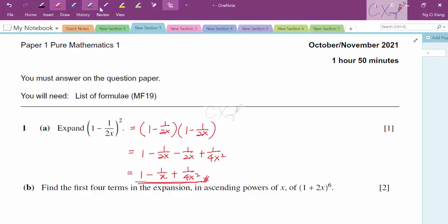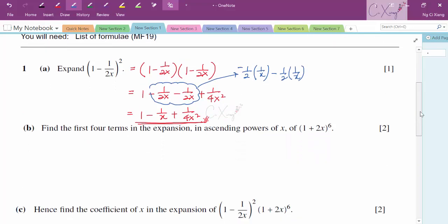For your information, how do we combine this part together? Assume you have 1 over 2, that means you have negative half an apple minus another half an apple. Therefore, after you combine them, it becomes negative 1 apple. Then after that, we continue to part number 2.